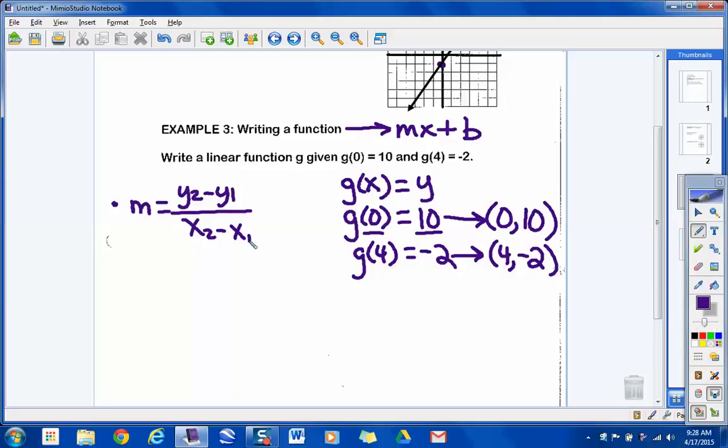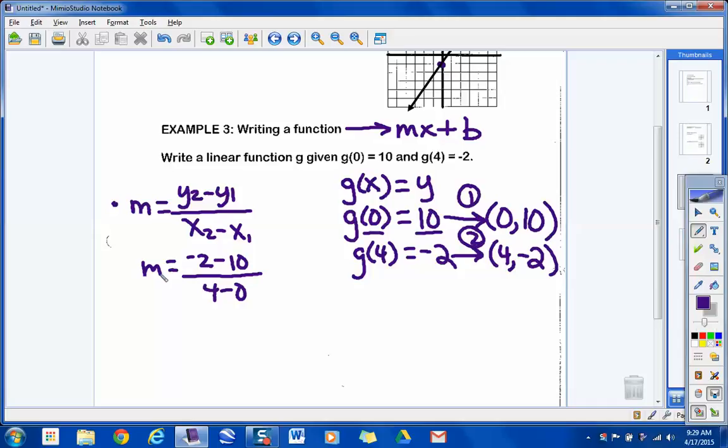So if this is point 1 right here, and this is point 2 there, help me out. -2 minus 10 over 4 minus 0. All right, -2 minus 10 more. You're at -2, you lose 10 more. How far down are you? I'll wait till you've got that written down. I'm a little bit ahead of you, aren't I?